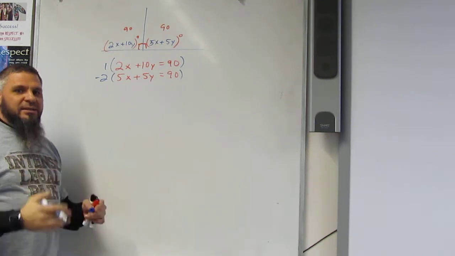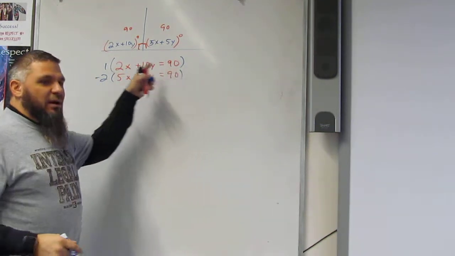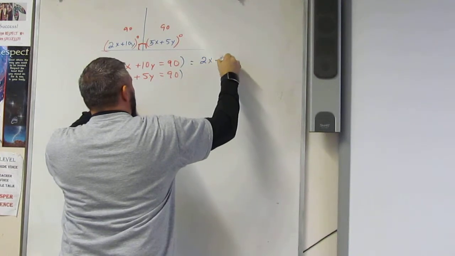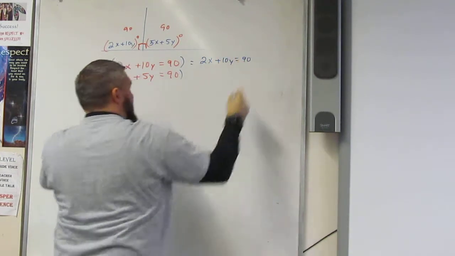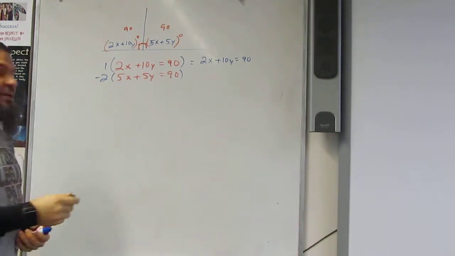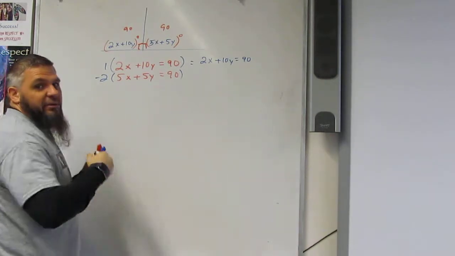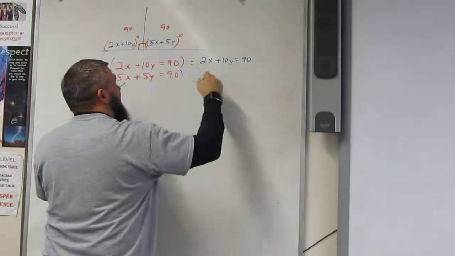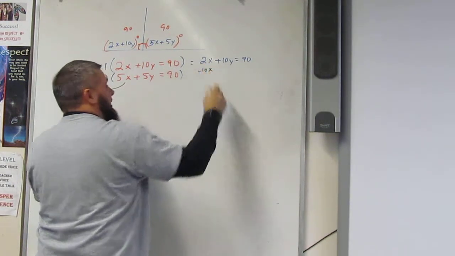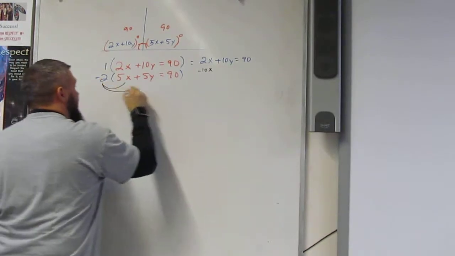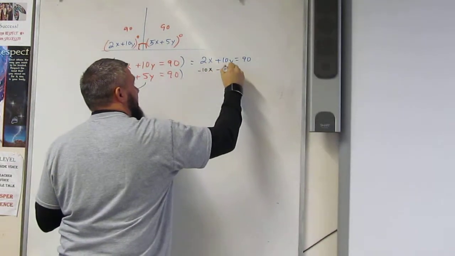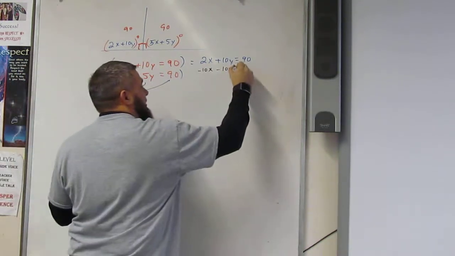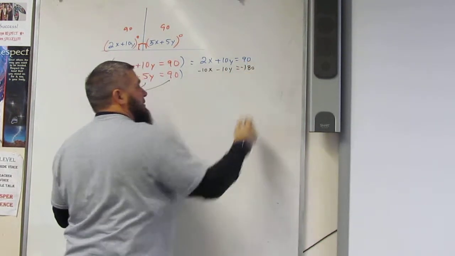Right? Because in this way, I don't really change this at all. This just equals 2x plus 10y equals 90. Right? But with this one, it changes everything, right? Negative 2 times 5 is negative 10x. Negative 2 times 5 is negative 10y. Negative 2 times 90 is negative 180. Does that make sense?